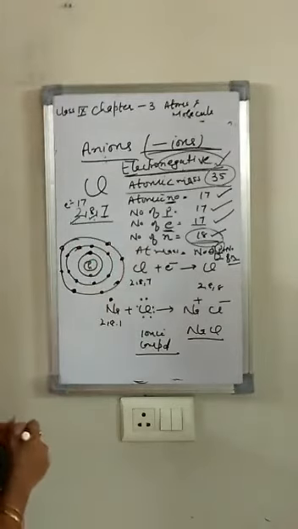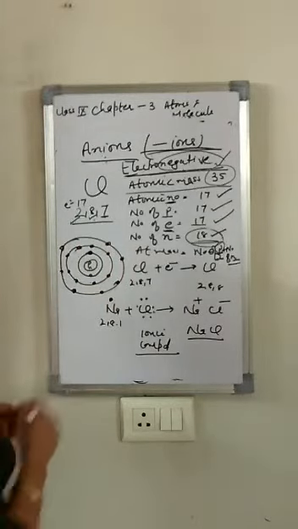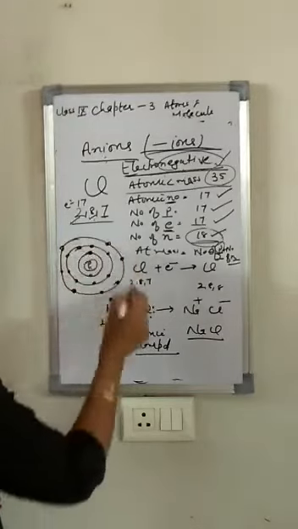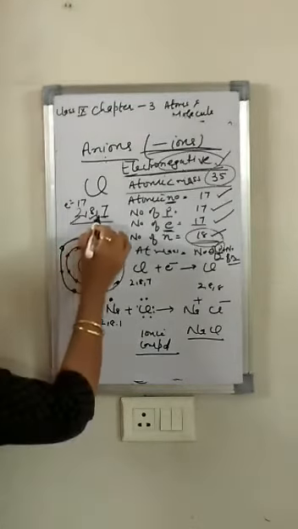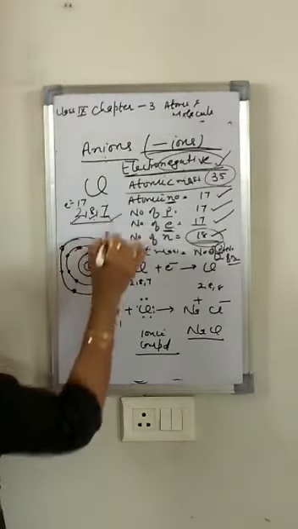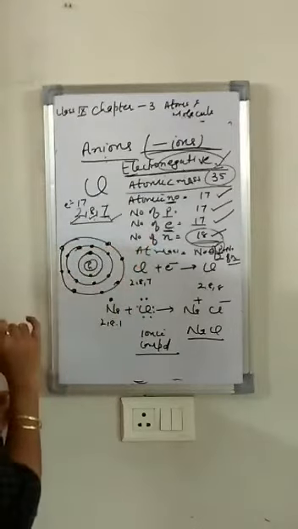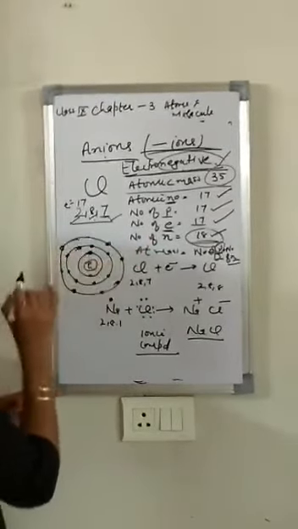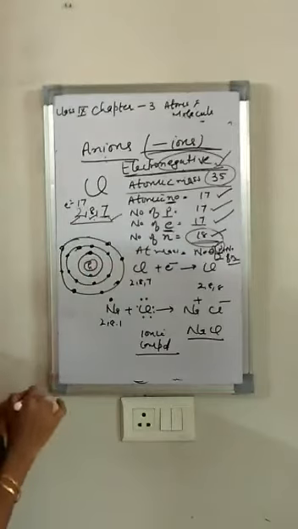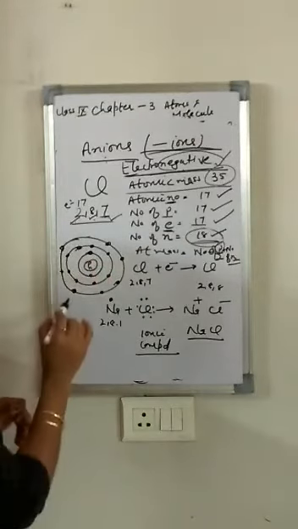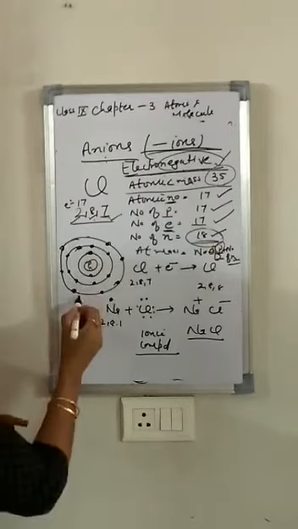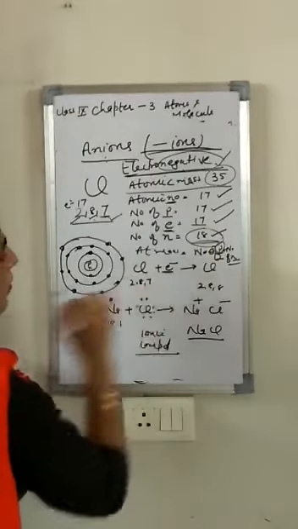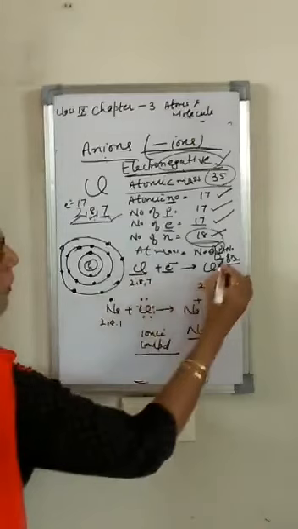Any atom, any substance will be stable when the outermost shell, the last shell, has 8 electrons. But as you can see in the case of chlorine, the third shell is the last shell, and it has 7 electrons. If one more electron is added, it will have 8. When chlorine has 8 electrons, it will be stable. So chlorine wants to gain an electron.